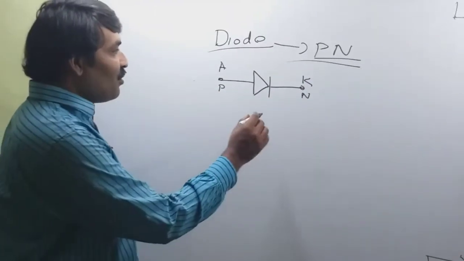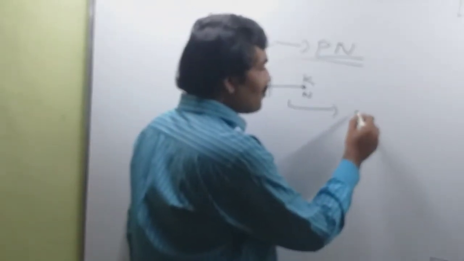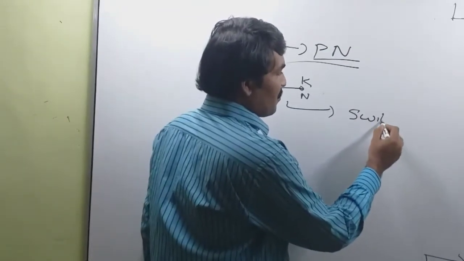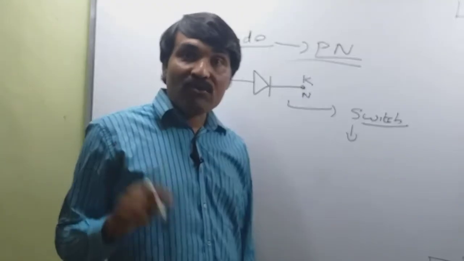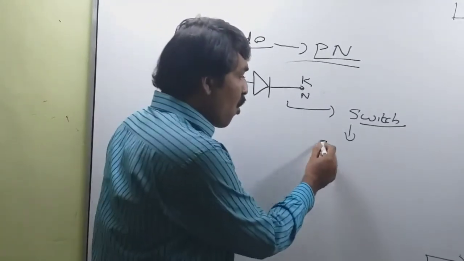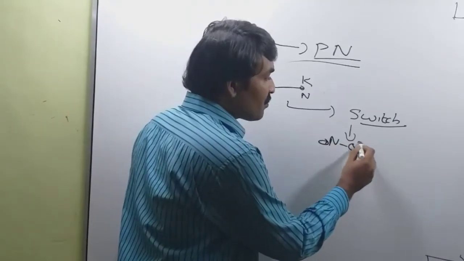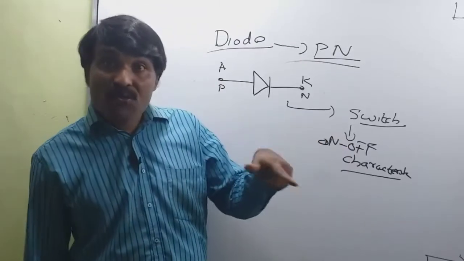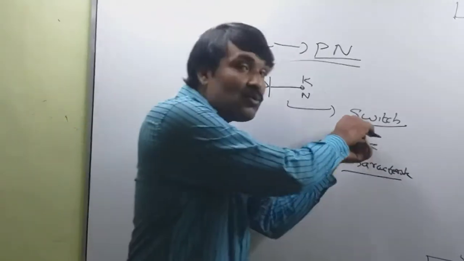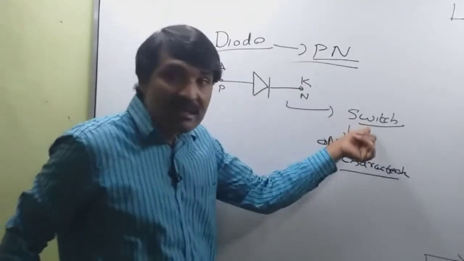Now this diode we can use as a switch. For that purpose, we are making use of the on-off characteristics of diode. By using this concept of on-off characteristics of diode, we can use this PN junction diode as a switch.